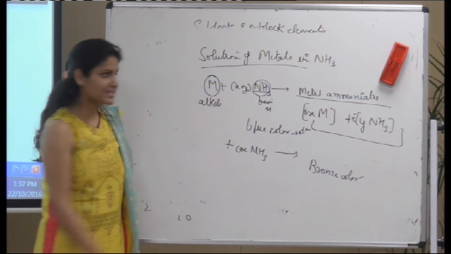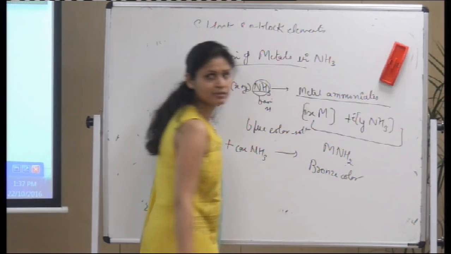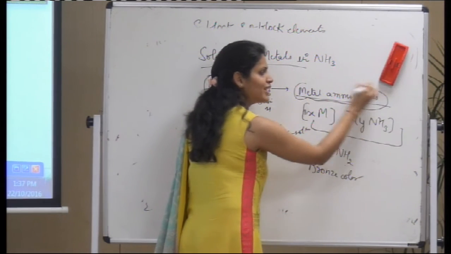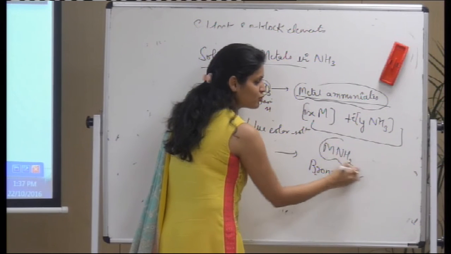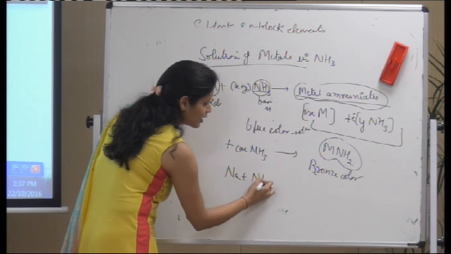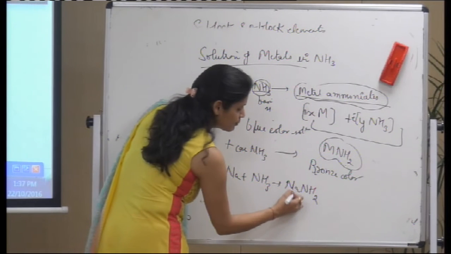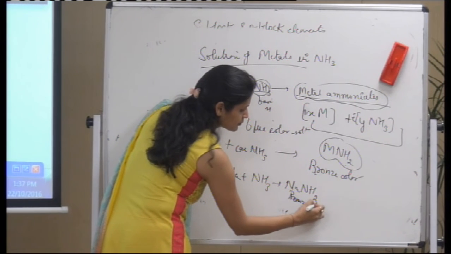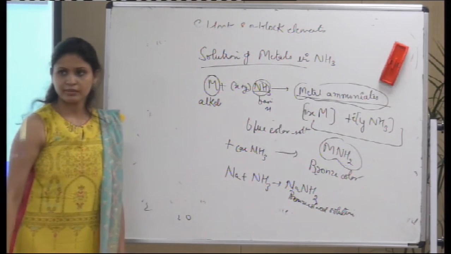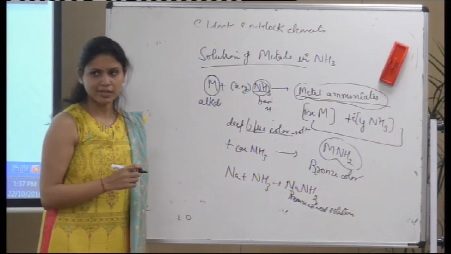Okay, this is the application. Bronze color will be due to formation of metal amide. So the deep blue color of the solution is due to metal ammoniates, and the bronze color is due to metal amides. So if I am saying that sodium metal is getting dissolved in ammonia, it would form sodium amide and it would be a bronze colored solution. And if I am saying it is a deep blue color solution, that means the ammonia solution is diluted. Okay, getting the difference?